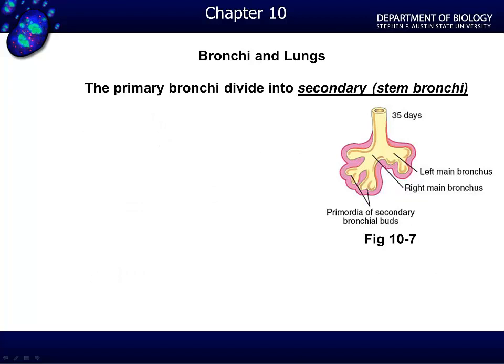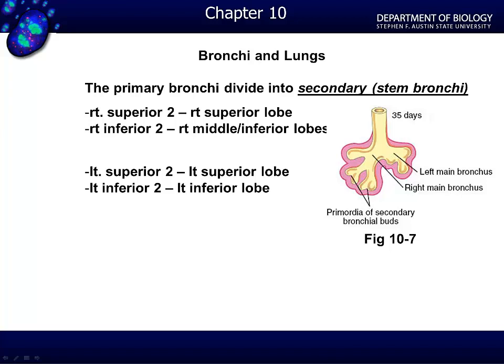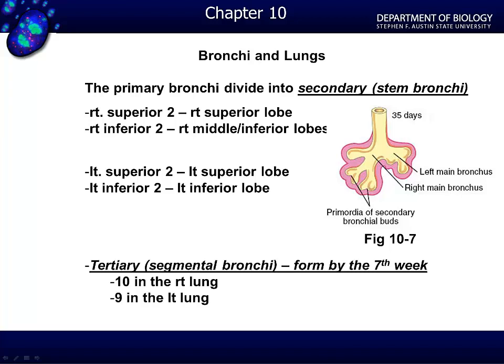Now, the primary bronchi, much like we talked about in phys, they're going to branch and become secondary bronchi. Some refer to these as stem. On the right, we're going to have a right superior, and we're going to have a right inferior, and these are going to go to the middle and the inferior lobes. And on the left side, since we have less space, we're going to have a superior and an inferior. So that's our secondary bronchi.